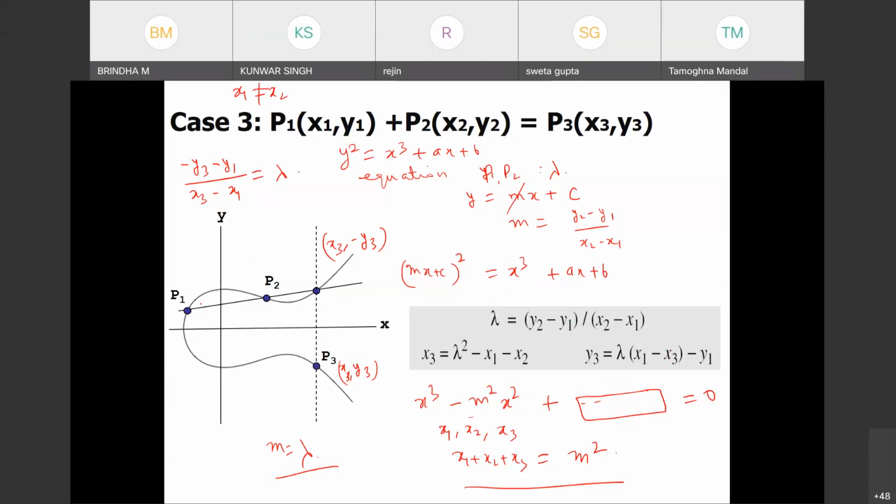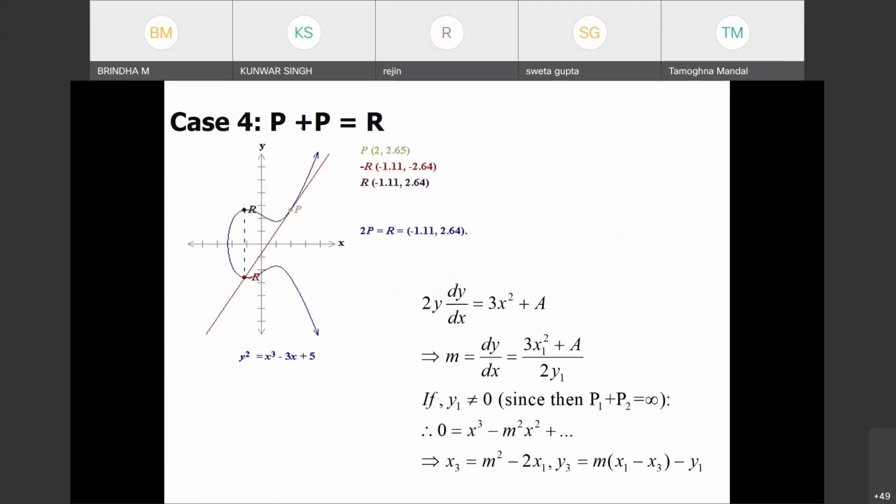So if you add 2 points and extend the line, it has to intersect the cubic at one more point, and the conjugate of that will be the answer. One more case: if both the points are the same, what will you do? Similar thing. P is the same, so you draw the tangent at P. It has to intersect the curve at one more point. Let's say it intersects at R, and then the conjugate of that R will be the answer.